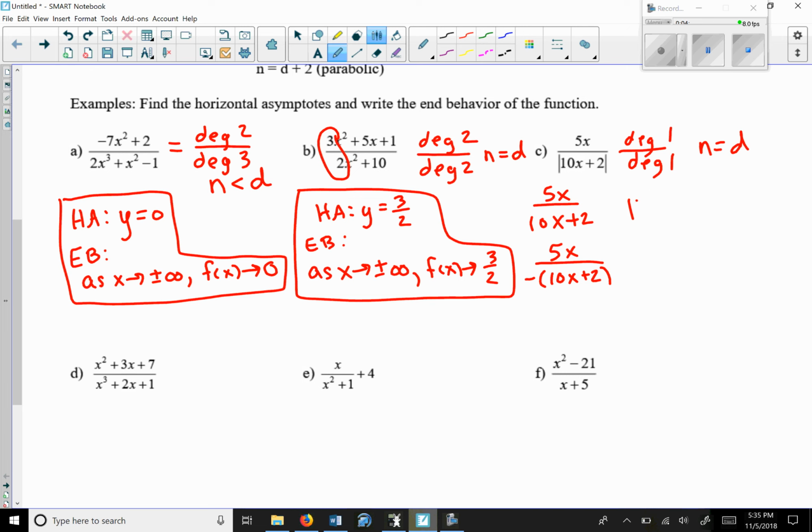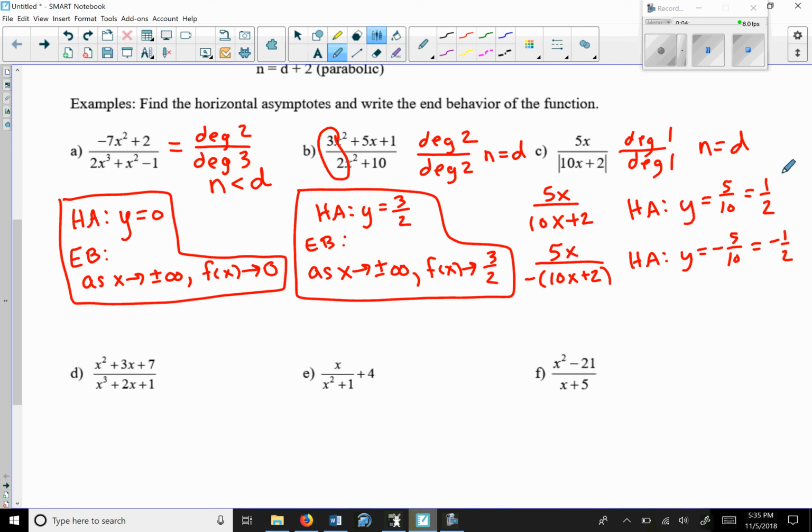So we have a horizontal asymptote at y equals 5 over 10, which is 1/2. And for this one, if we distribute the negative, that means this would be negative 10x. So that means we have a horizontal asymptote at y equals negative 5/10, or negative 1/2.